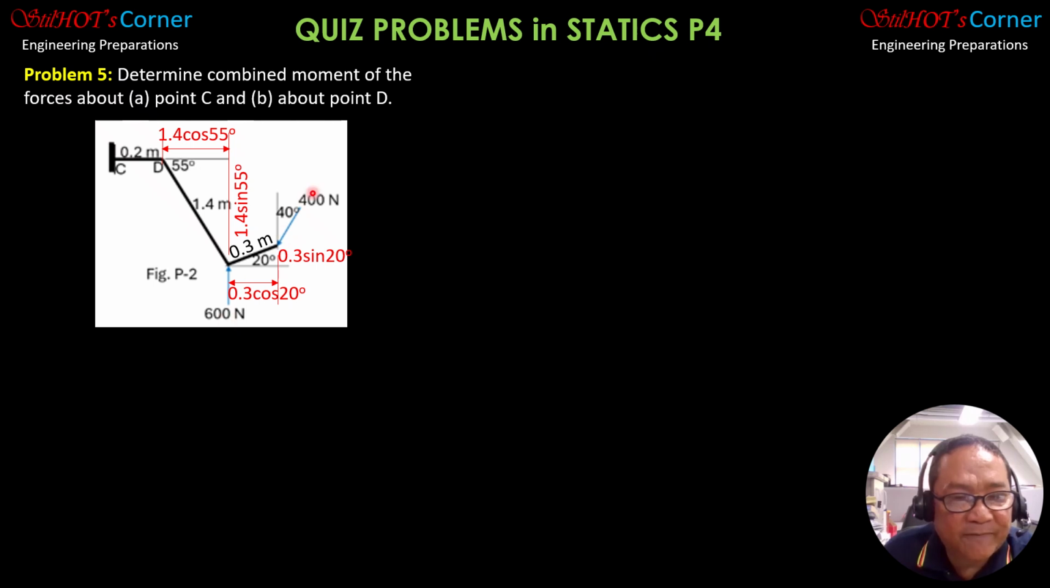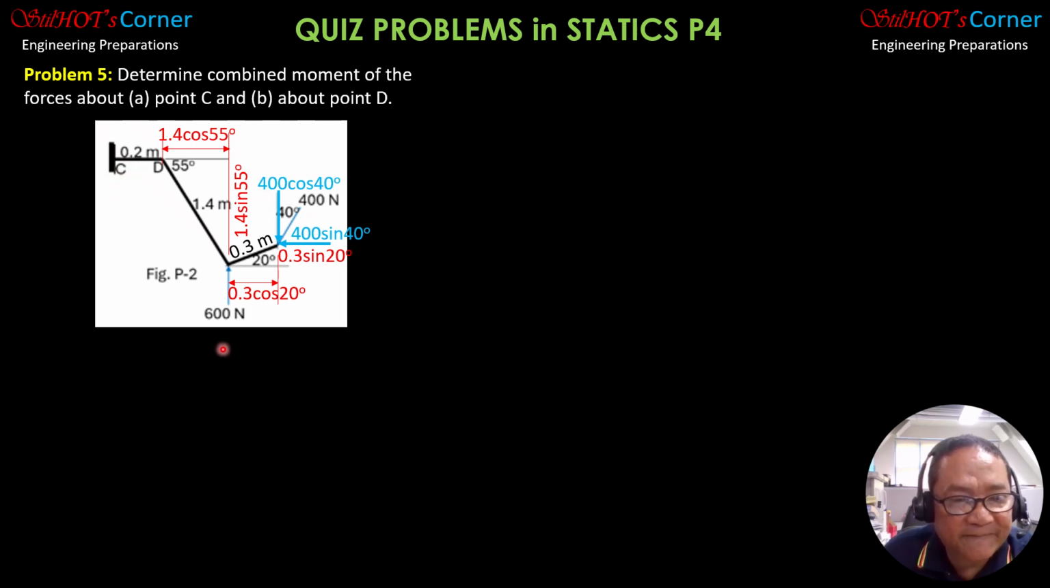When we resolve the 400 Newton force into its components, the horizontal component is to the left, 400 sine of 40, and the vertical component is downward, 400 cosine of 40, as shown. So this horizontal component of the force produces clockwise moment about C and D, so its moment is treated negative, while 400 cosine 40 is also clockwise about both C and D.